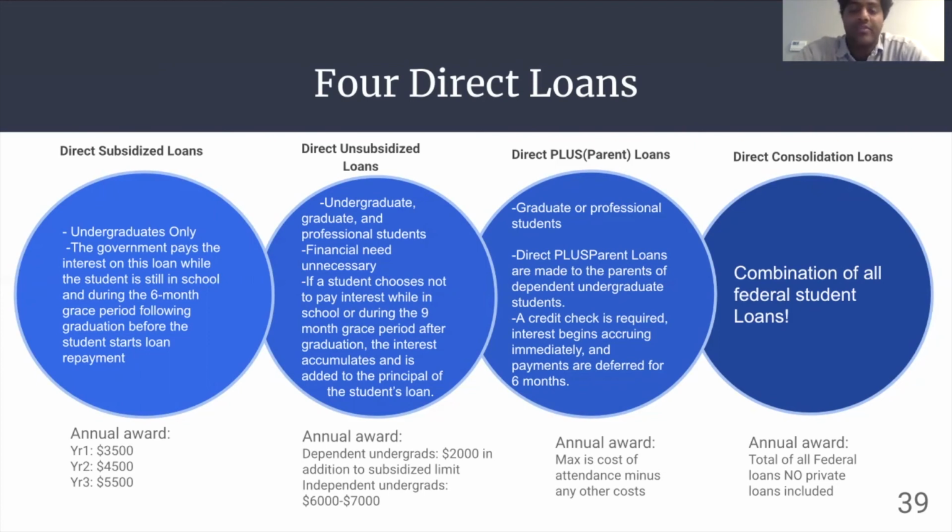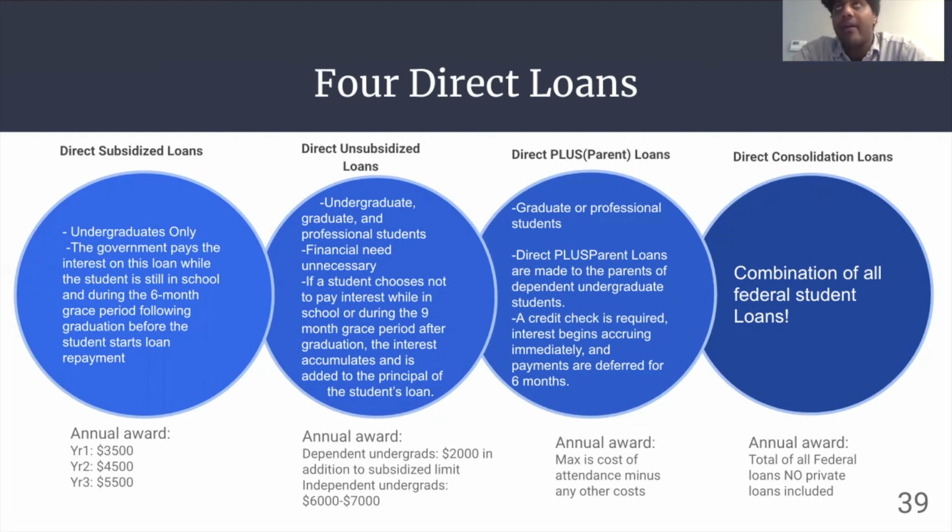And the direct unsubsidized loans are for undergrads, grads, professional students, all of them. And you don't need financial need to apply for the loans. So if a student wants to not pay interest while in school or during the 6-month grace period after graduation, the interest accumulates and is added to the principal of the student's loan. And the annual award for these is around $2,000 in addition to the subsidized limit. But for independent undergrads, it's $6,000 to $7,000.